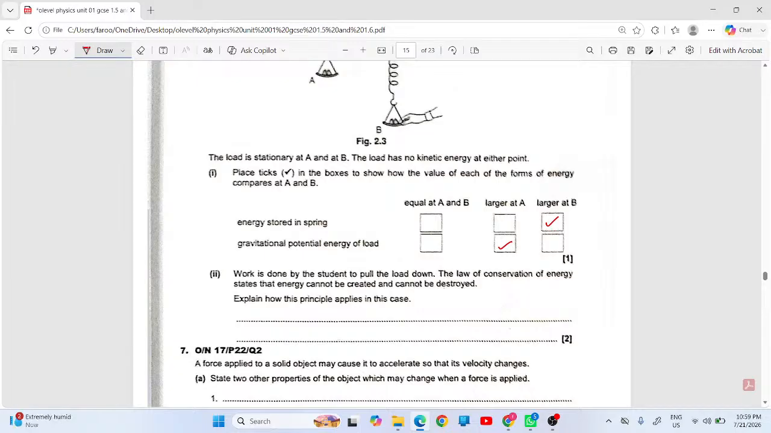Sir, guess... What should happen? So the energy applied by the student, the chemical energy, would decrease, and the elastic potential energy of the spring will increase. Work is done by the student. So chemical energy decreases, and elastic potential energy will increase.